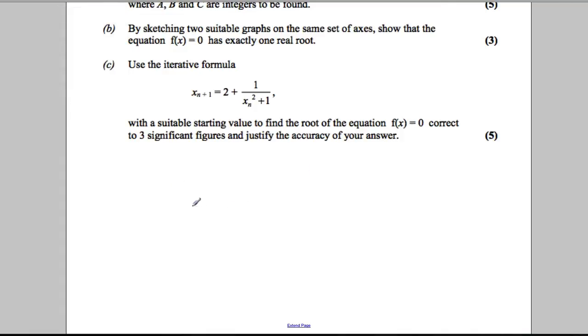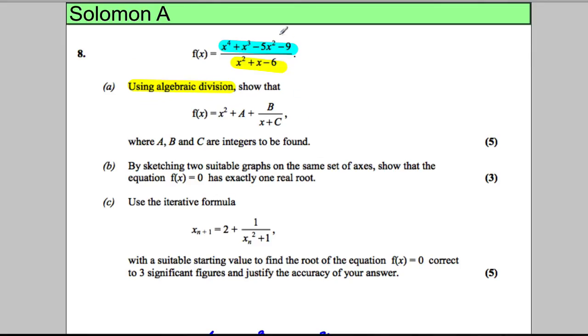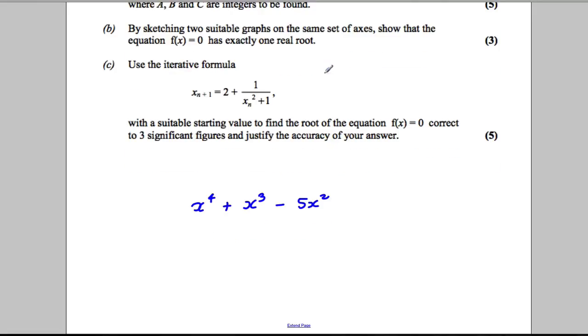So what we've got is x to the power of 4, add x cubed, take away 5x squared. Now it's very important here, there is no x term. Very important, there's no x term, but you need to write add 0x. You must do that, otherwise your columns are going to get all messed up. Take away 9. Now it's really important you spot that, because otherwise I promise you it will go all messy and you won't be doing it properly.